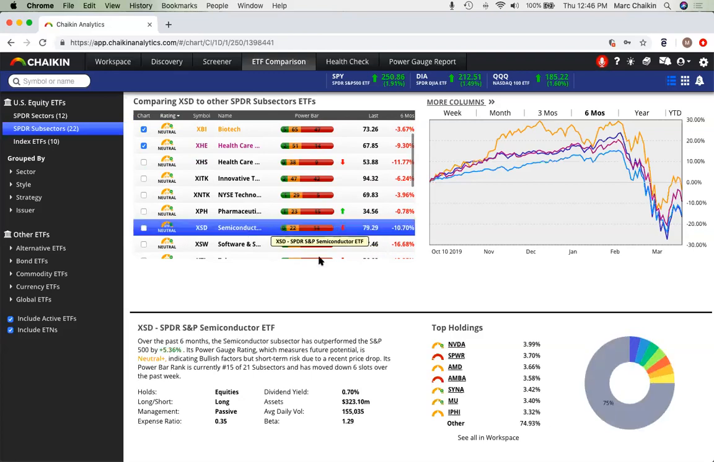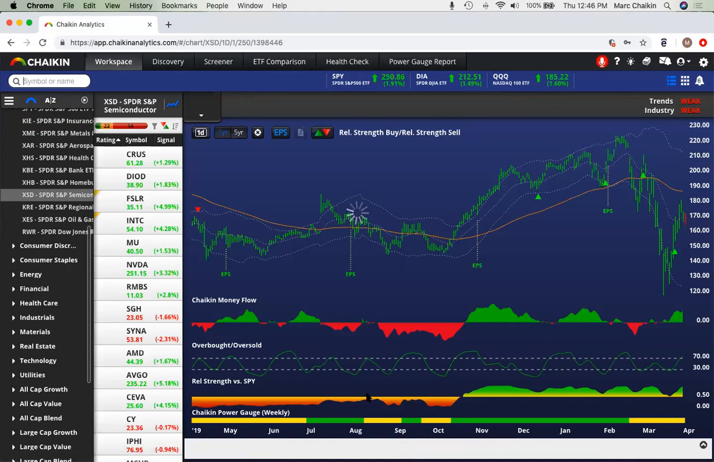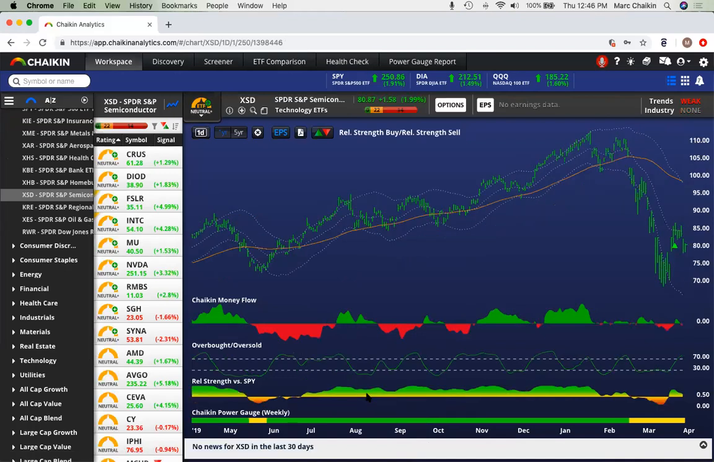So let's take a look at semiconductors. I click on it. Here are the holdings right at the top. NVIDIA is the biggest holding in this ETF. And I see that there are a couple of semiconductor stocks with bearish ratings, but some with neutral plus ratings. So I'm going to click in. And again, I see all the stocks in the XSD semiconductors. And remember, semiconductors lead the market. Notice how at the February high, semiconductors failed to make a new high.